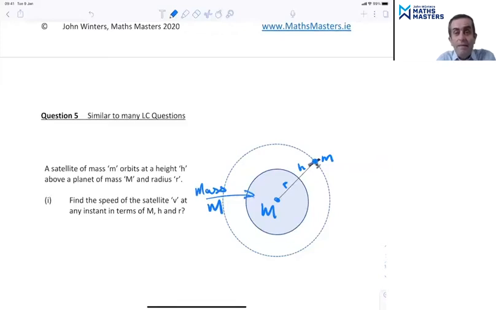Now, we know from Newton's law of gravitation that all objects exert a force on each other, which is proportional to the product of their masses and inversely proportional to the square of the distance between them. So we know the formula for the gravitational force is G m1 m2 divided by d squared. An important thing to note here is that d is always measured to the center of the planet. So from the satellite to the middle of the planet. And I hope you can see here that in our situation, d is going to be equal to r plus h, the radius of the planet plus the height of the orbit.